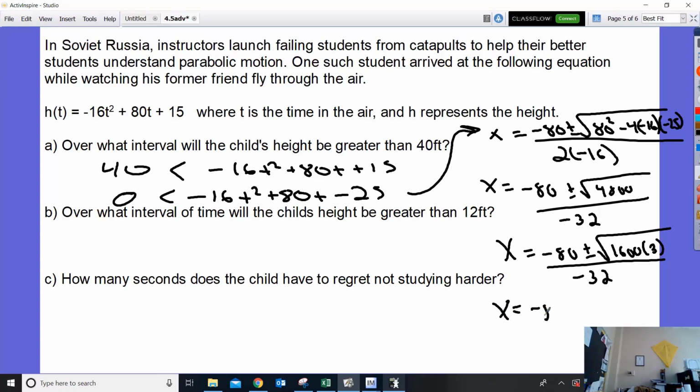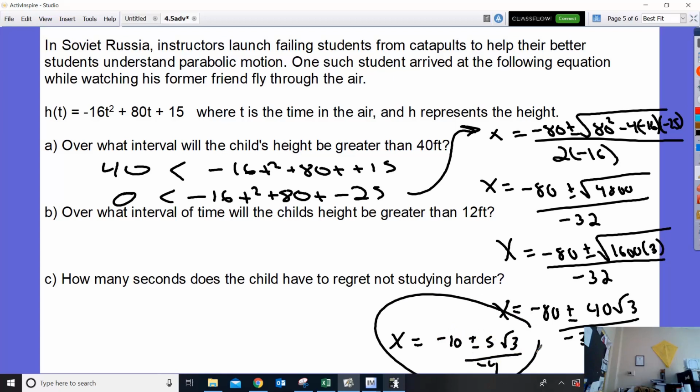All right, so negative 80 plus or minus, let's see here. We said that was 40 roots of 3 over negative 32. And the last thing I would do is I would decide what negative 80, 40, and negative 32 all have in common. It's the number 8, I think. Possibly. They're all divisible by 8. But anyways, it's going to be negative 10 plus or minus 5 root 3 over negative 4. There's your two answers.